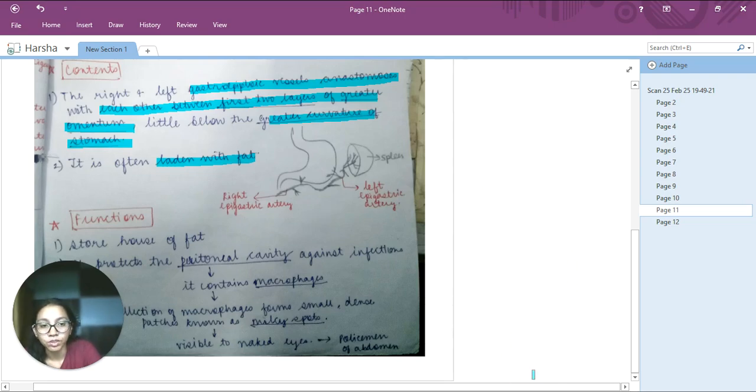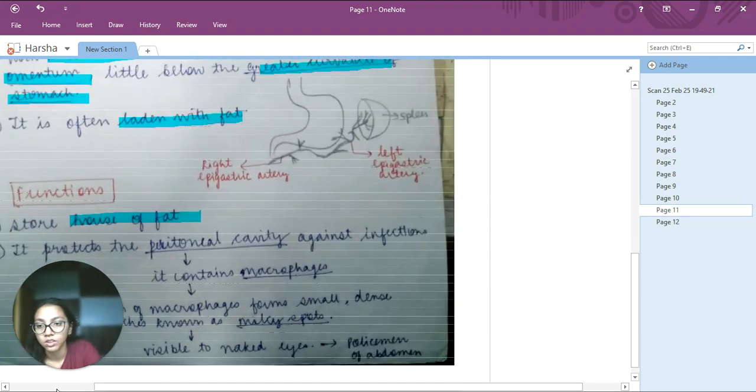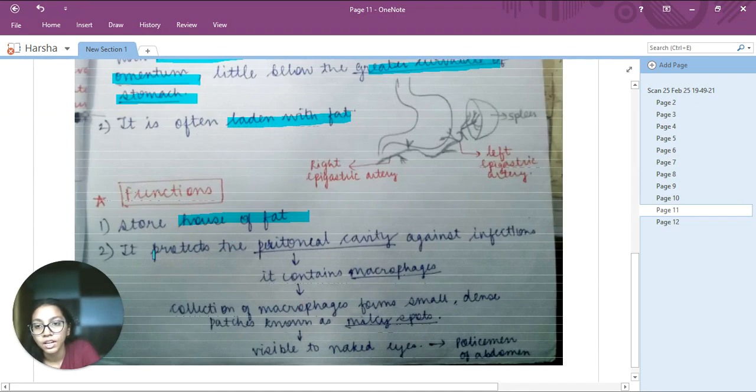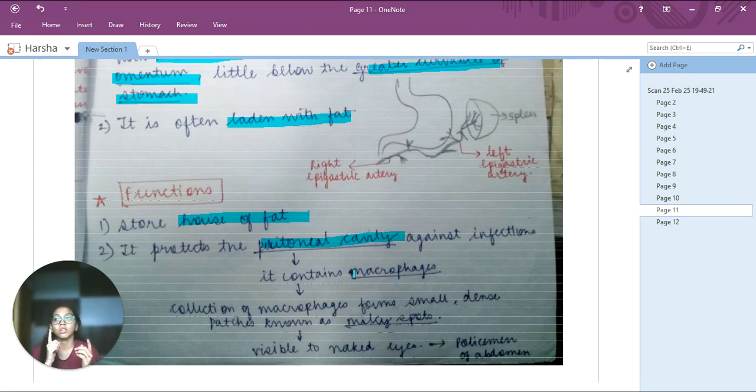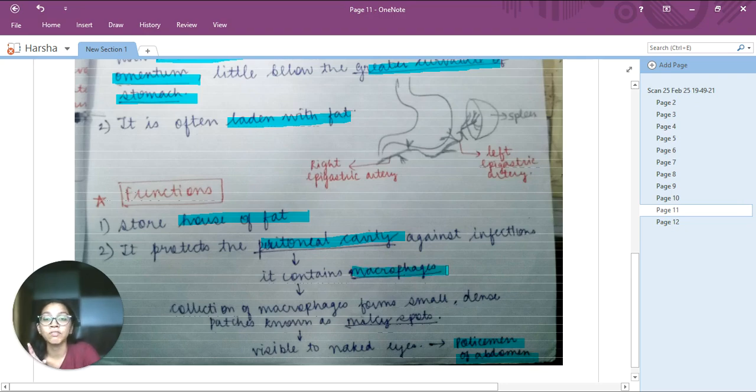Now, what is the function of greater omentum? So it is the storehouse of the fats. It is known as the storehouse of the fat. It protects the peritoneal cavity against infection, as we have learned about this before also when understanding the peritoneum. So there it was known as the policeman of the abdomen. Why is it known as the policeman of the abdomen? Because it contains macrophages, due to which it fights against infection.